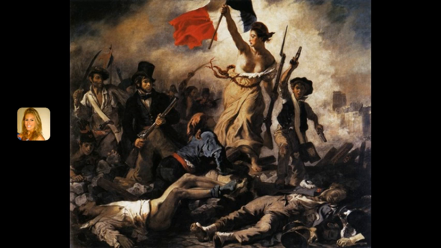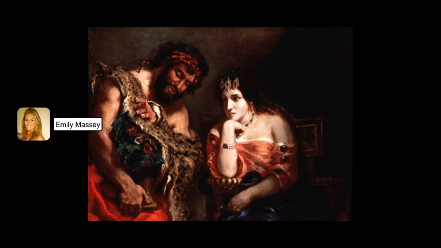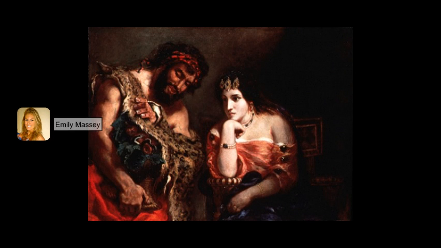Eugene Delacroix was the French Romantic artist behind the work. Shortly after painting Liberty Leading the People, Delacroix painted Cleopatra and the Peasant in 1838. His painting depicts Cleopatra gazing at a snake, contemplating her death. The painting is a commentary on the complexity of Cleopatra's character as a seductive temptress, a noble leader, and a manipulative woman.